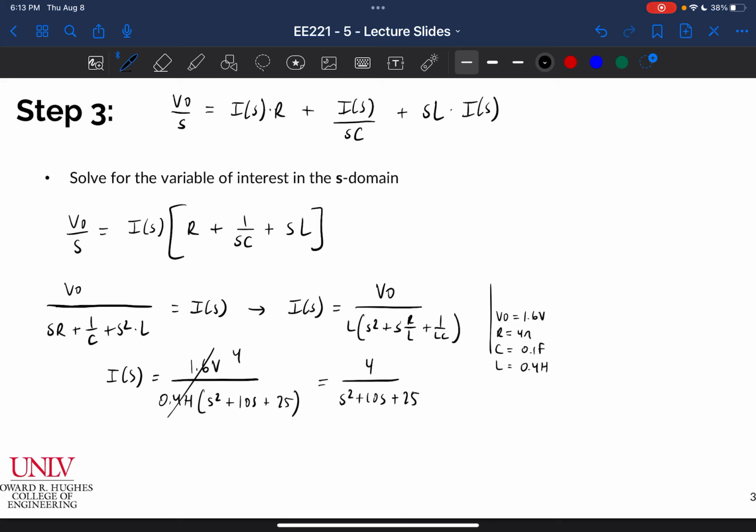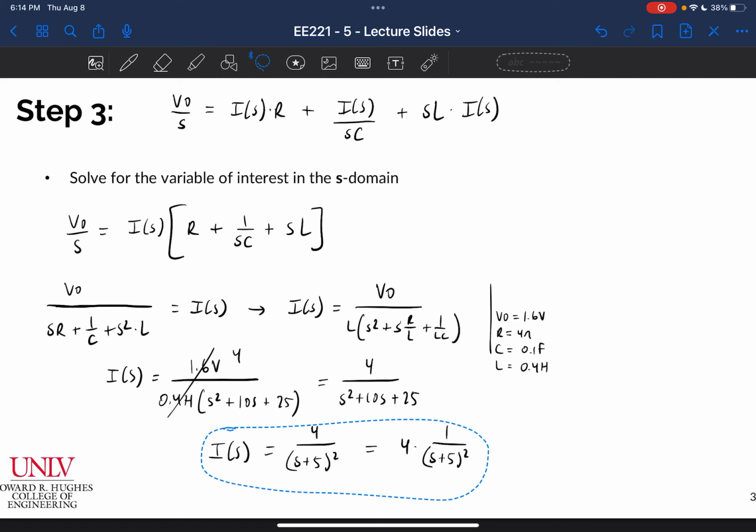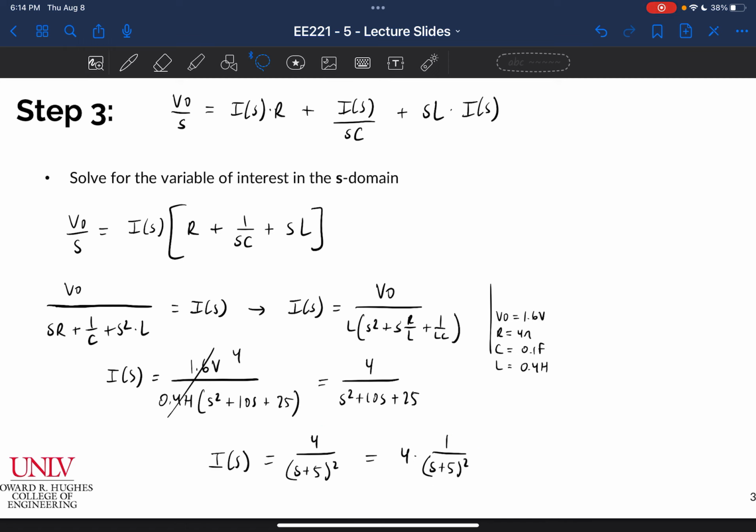And that denominator is very easy to factor. It's just going to be 4 over S plus 5 squared, or we could even write it as 4 multiplied by 1 over S plus 5 squared if we wanted to. And so this is our expression here. So this was our goal for step 3. It says to solve for the variable of interest in the S domain. We've done that. And so that was pretty quick.